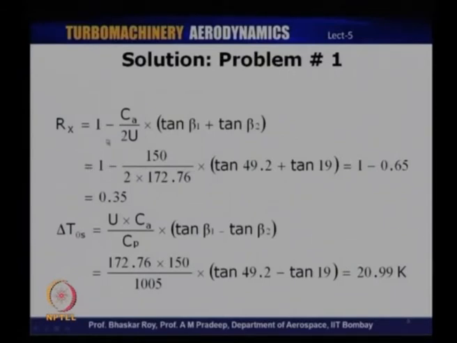So, if you substitute all these values which are already known to us, we get 1 minus 150 divided by 2 into U, which is 172.76, multiplied by tan β1, which is 49.2, plus tan 19. So, this is 1 minus 0.65, that is 0.35. So, here this degree of reaction of 0.35 means that the rotor is responsible for 35% of the pressure ratio of a stage. That is, the rest, 65% of the pressure rise, is contributed by the stator. So, rotor contributes only 35% in this particular case.